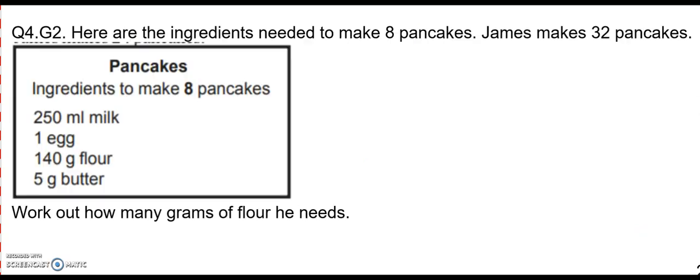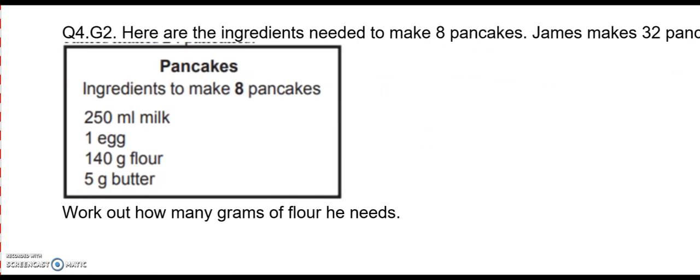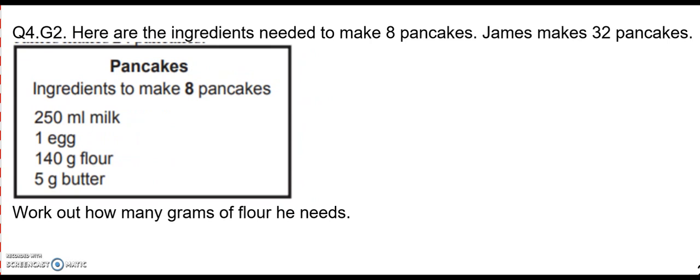In the next question we have, here are the ingredients needed to make 8 pancakes. James makes 32 pancakes. So keywords to underline are 8 pancakes and 32 pancakes. So we have the ingredients: 250 milliliters of milk, 1 egg, 140 grams of flour, 5 grams of butter to make 8 pancakes. Work out how many grams of flour he needs.